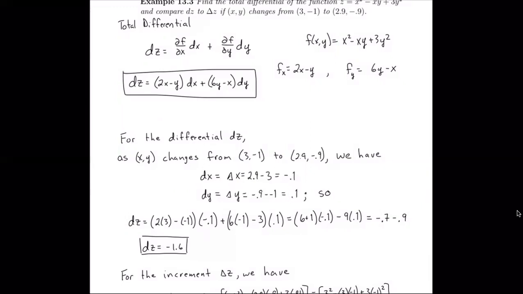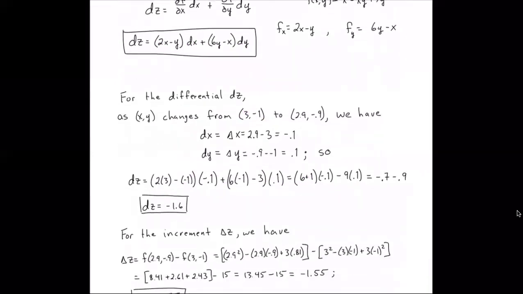If we look at our total differential formula from above, we're implementing this formula when we write this down. Okay, so that's 2 times this x value of 3 minus this y value of -1 times this dx value of -0.1. Okay, it's implementing the formula as we see it, plugging all these numbers in. When we're done plugging all of that in, simplifying our result, we've got dz is equal to -1.6. So that's our differential at the point (3, -1), as that point changes to (2.9, -0.9).